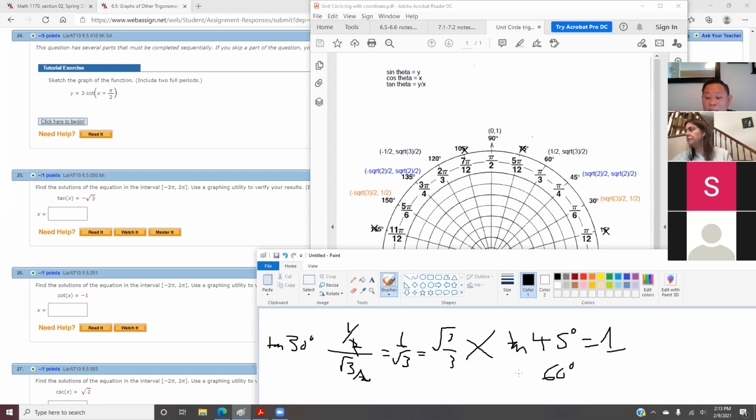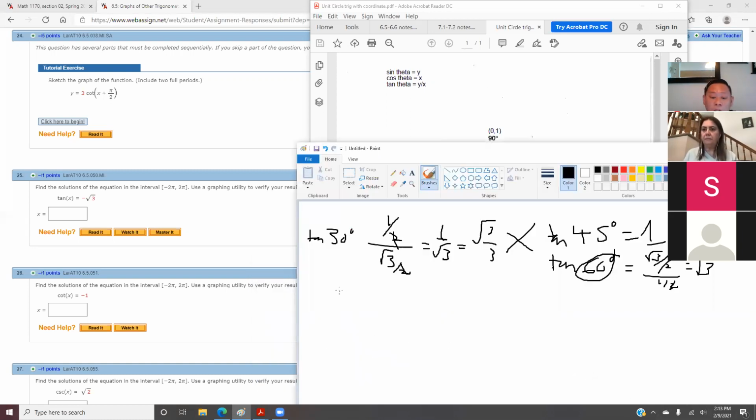But for 60 degrees, if you find tangent 60 degrees, 60 degrees is this one. So if you divide √3/2 over 1/2, this 2 will cancel out, you get √3. So this is good. So your answer is 60 degrees, or in other words, pi over 3. Okay. So your answer is pi over 3.